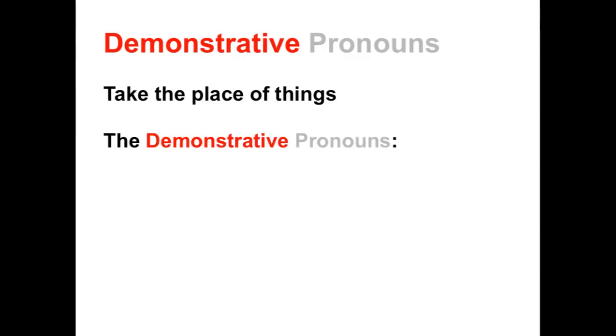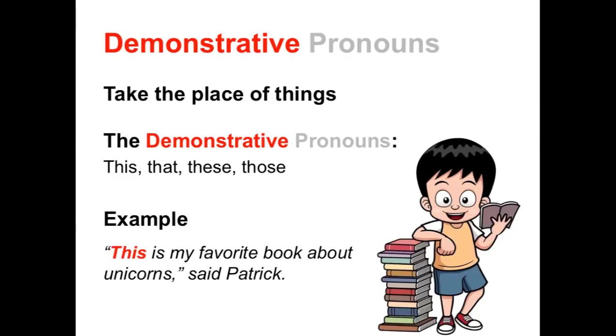Demonstrative pronouns. Demonstrative pronouns take the place of things. Here are the demonstrative pronouns: this, that, these, those. And here's an example of a sentence using demonstrative pronouns. "This is my favorite book about unicorns," said Patrick. Here the word this replaces the title of the book that Patrick is reading. And that is how demonstrative pronouns function, by taking the place of things in a sentence.